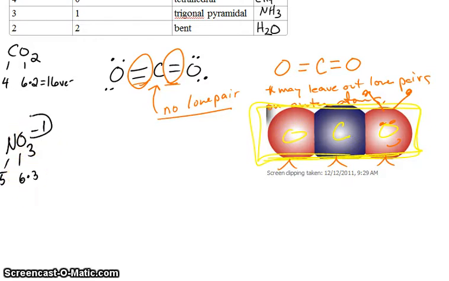6 times 3 for the oxygens, and negative 1 means we took 1, so we're going to add 1 to our total. So that gives me 24 valence electrons. The Lewis structure looks like this. I'm going to do it really quickly because we need to do VSEPR, not Lewis structures. You should have mastered these by now.